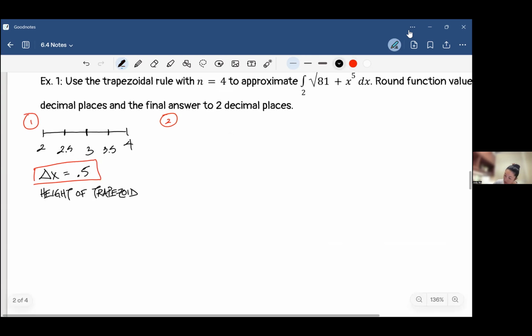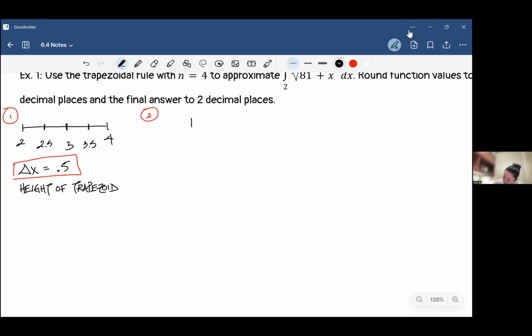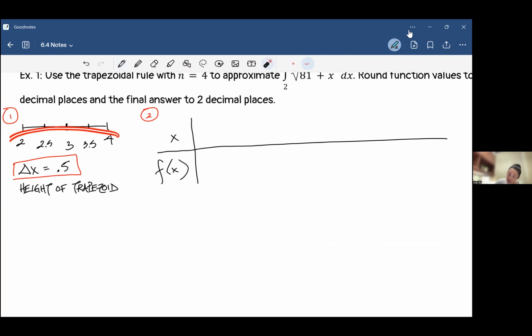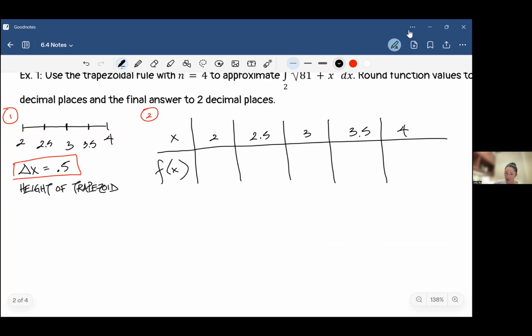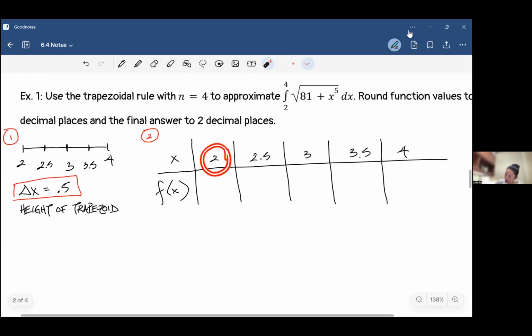Okay. So let's get a table going. Let's go maybe like this. All right, we've got our x and our f of x. And the x values are going to be the ones that we marked out along the line: 2, 2.5, 3, 3.5, and 4. Okay? Now, I'm going to take these numbers, 2, and I'm going to plug it into the function, square root of 81 plus x to the 5th. Okay, so let me just highlight that. That is the part that I plug in the function for.